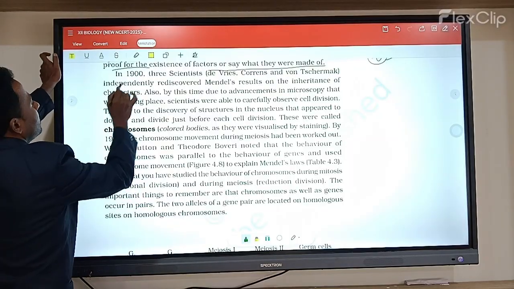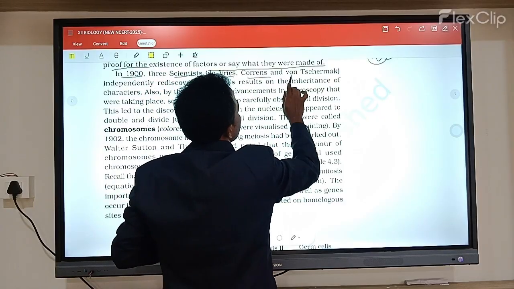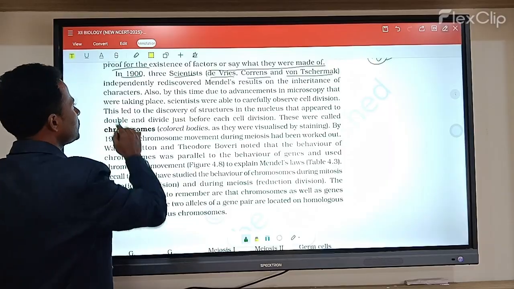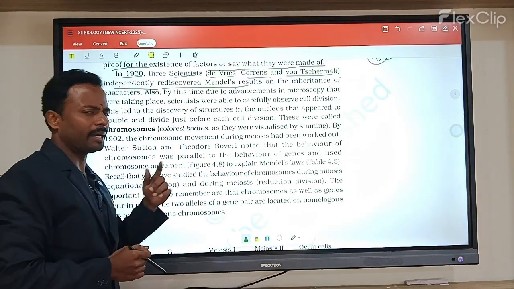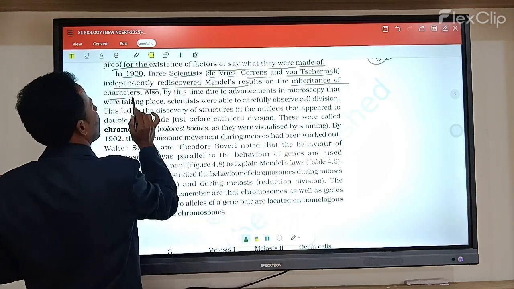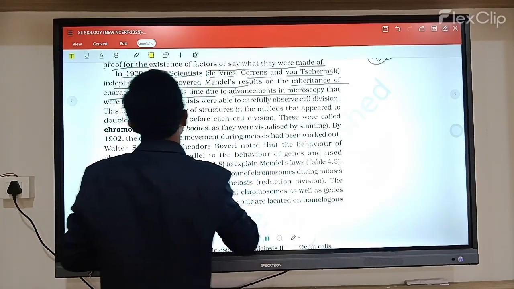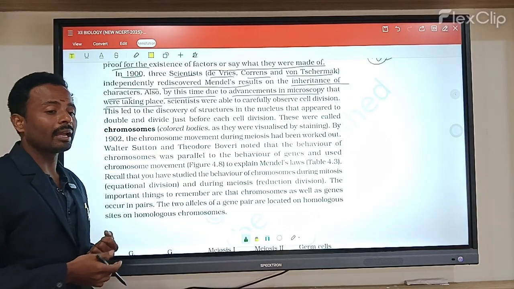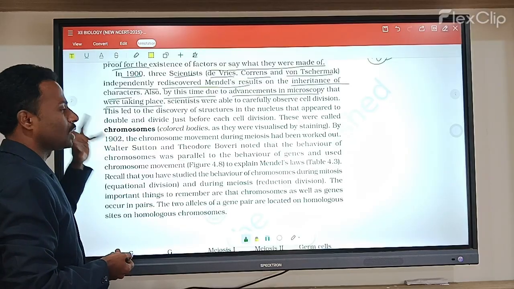After 1900, three scientists, De Vries, Correns and Tschermak, independently rediscovered the Mendelian principles. So Mendel's principles were rediscovered, along with the inheritance of characters. Also by that time advanced microscopy had developed. So at that time the advanced microscope also became available.